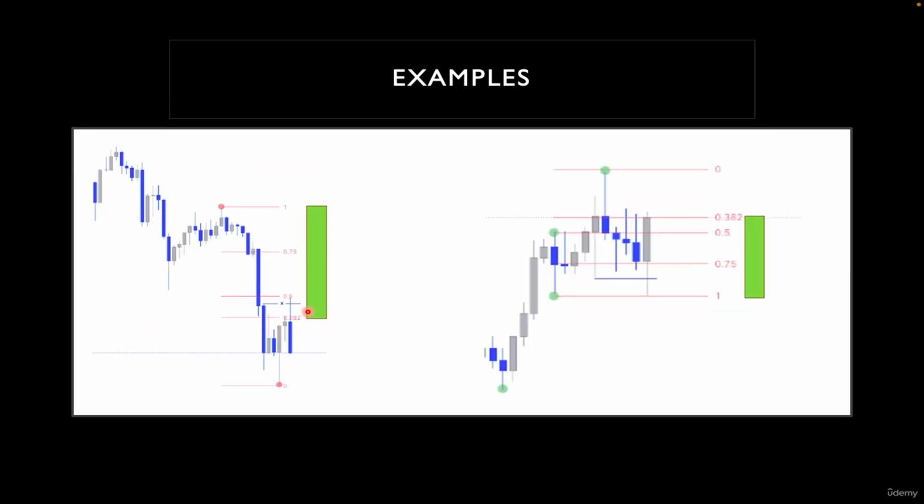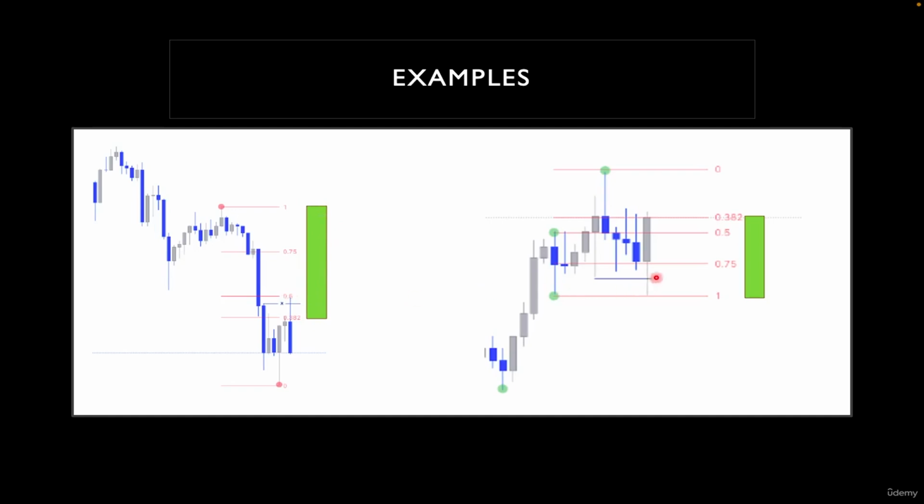So as you can see on the left hand side here, we've had our bearish trigger candle sweep. We've got bearish price action. And then we simply draw from the previous high to the previous low. And this shows us that we've retraced 50%. So anywhere within this green box here, and we're positioned well.